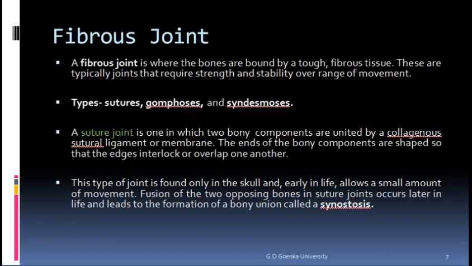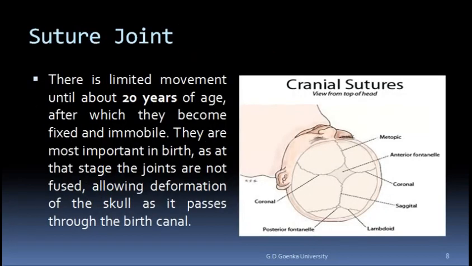Talking about the suture joint, a suture is one in which two bony components are united by collagenous suture ligaments or membrane. The ends of the bony components are shaped so that the edges interlock or overlap one another. This type of joint is usually found in the skull, and early in life it allows a small movement. Fusion of the two opposing bones in suture joints occurs later in life and leads to the formation of a bony union called synostosis. Basically, in a suture joint there is limited movement until the age of 20 years, after which they become fixed and immobile.